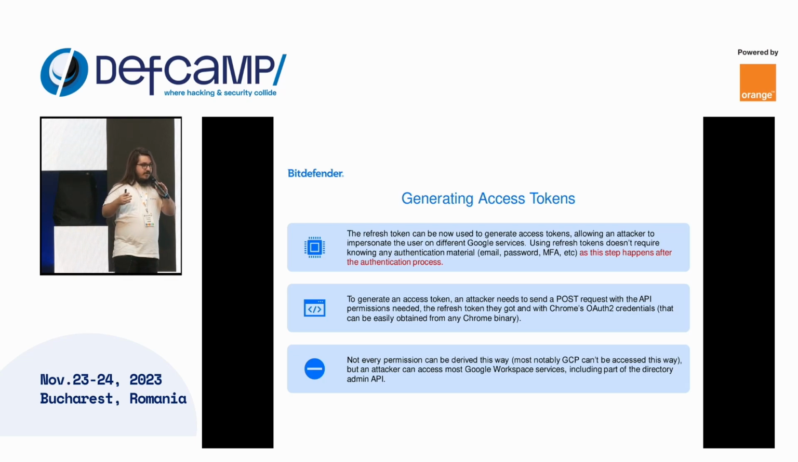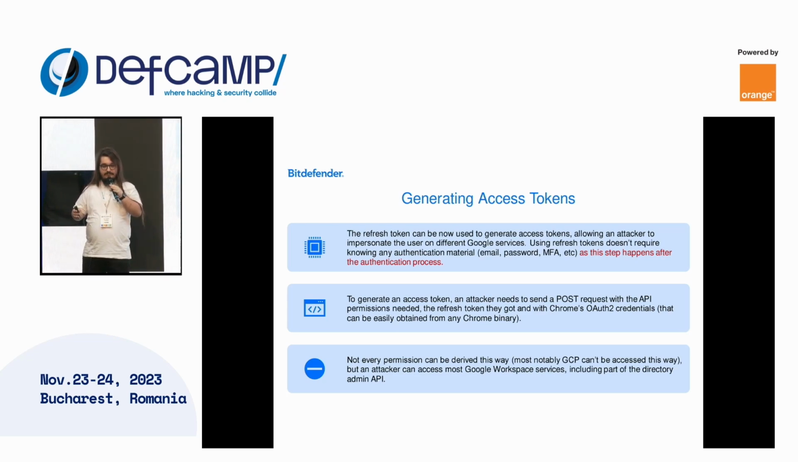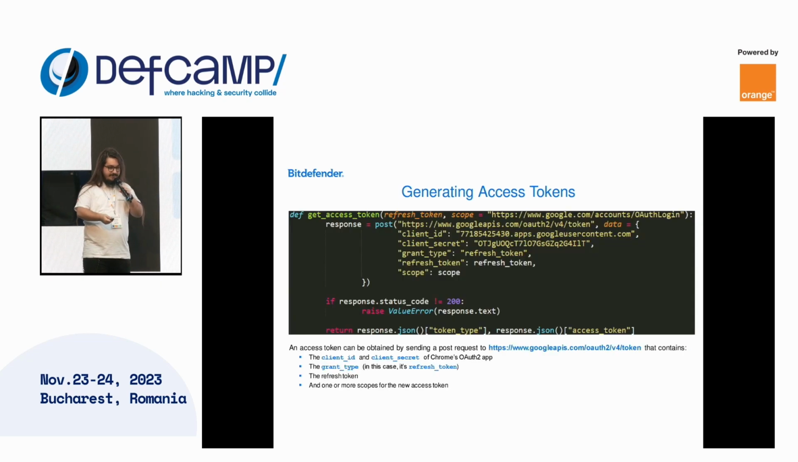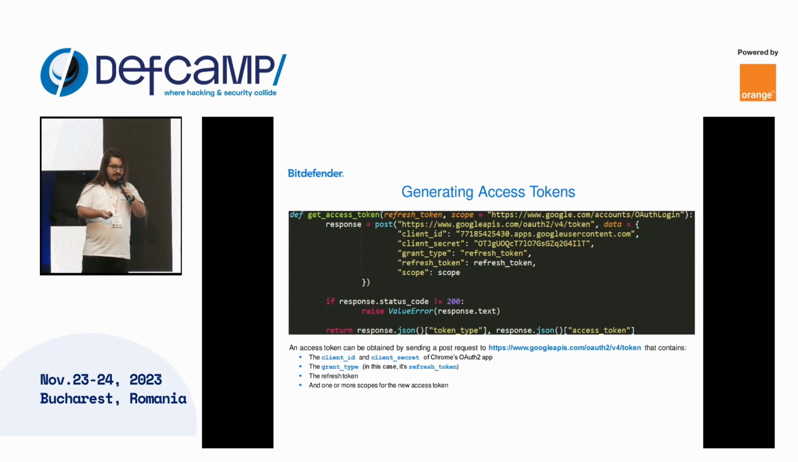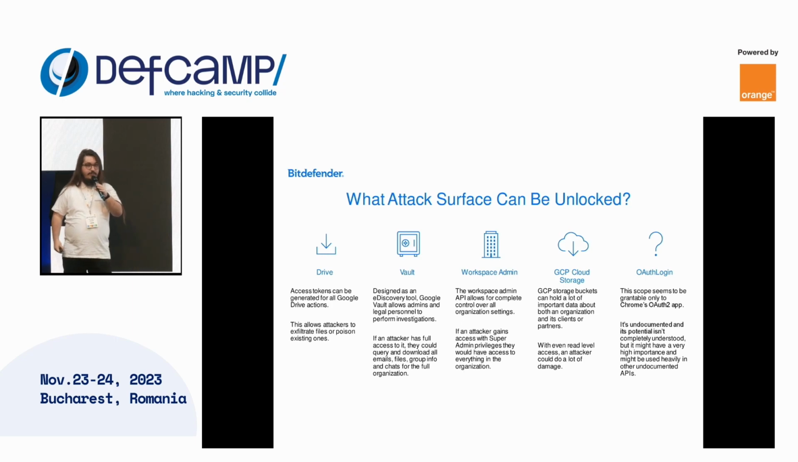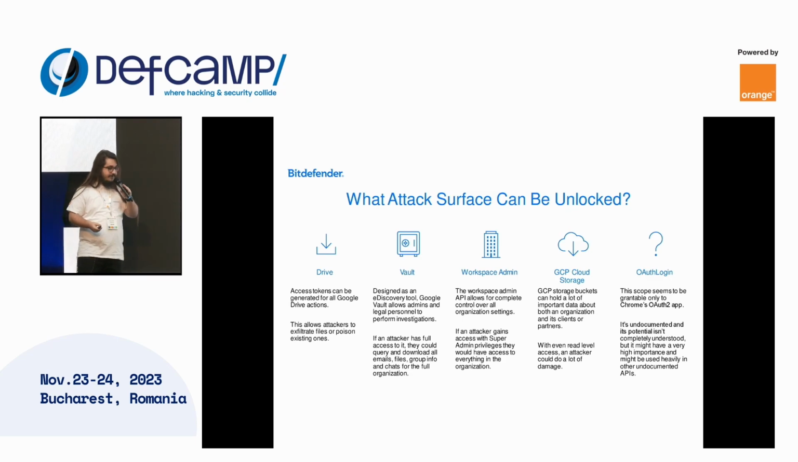Also, not every scope can be derived from that refresh token, but the ones that can be derived are pretty devastating, to say the least. And here is the code for that. It's documented. It's pretty simple. These are also the credentials for Chrome. Okay, so now what attack surface can be unlocked by an attacker that has just the refresh token?